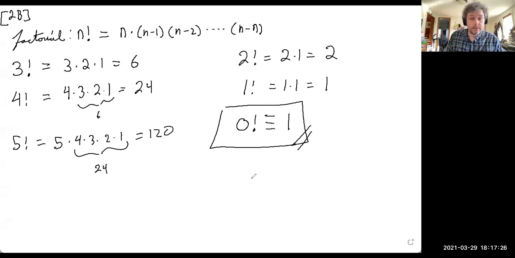That's factorials. It's not super deep. It's just simply an idea. In mathematics, we use it a lot, especially in the higher mathematics.